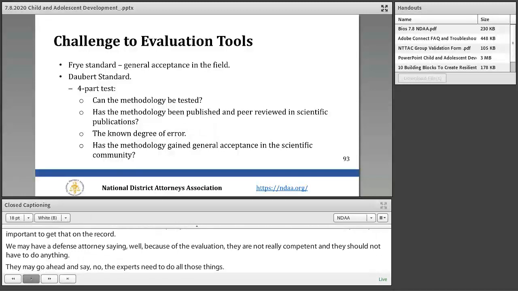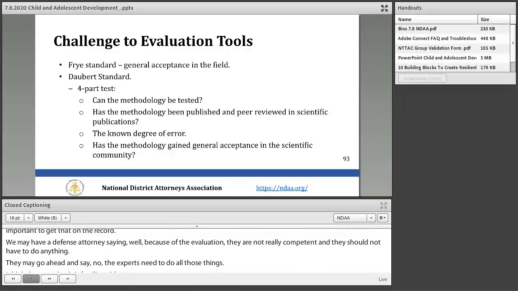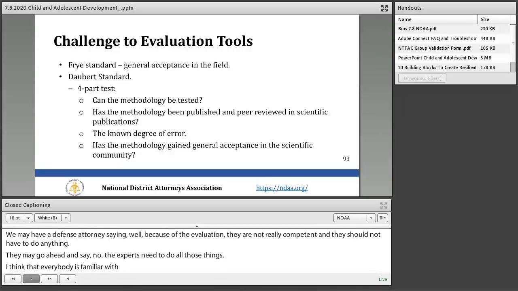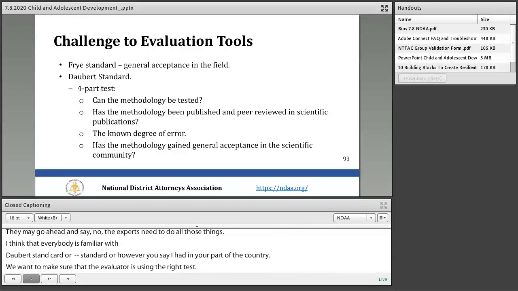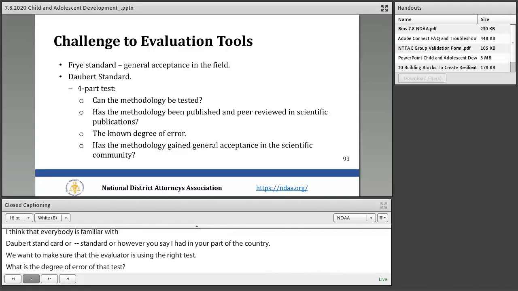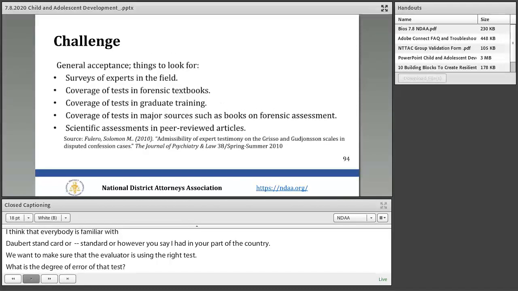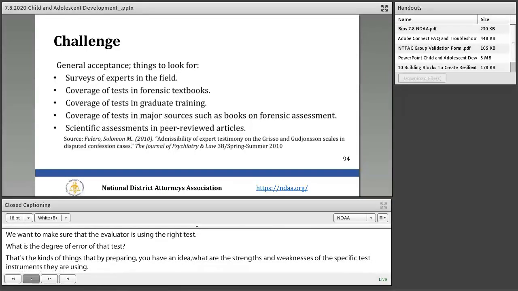I think probably everybody's familiar with the Daubert standard, or Daubert, however you say it in your part of the country. And we do want to be sure that the evaluator used the correct methodology, the correct version of the test. I've seen sometimes that there's actually a more recent version of a test. And also, what is the degree of error of the test? That's really important. So those are the kinds of things that in preparing, you can get an idea by pre-interviewing your expert: what are the strengths and weaknesses of each specific test instrument that they're using.